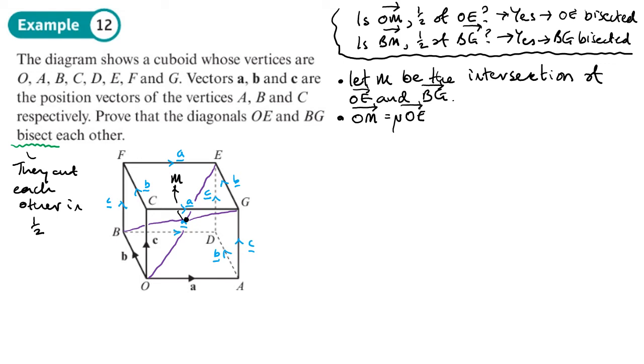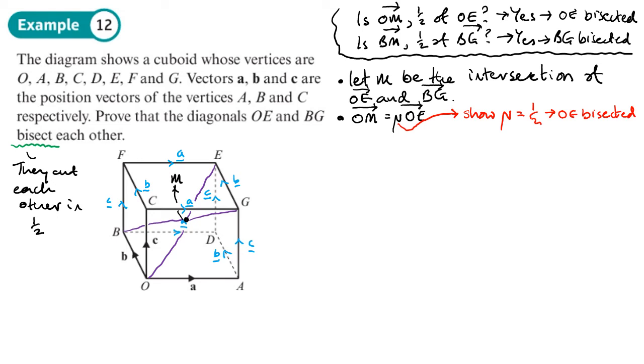Yeah, so I know M is on OE, and I want to find this scalar. I basically want to show what I'm going to write in here now. You wouldn't write this down in your working. I want to show that this mu is a half. That will prove that OE gets bisected. It basically means M is halfway along OE.